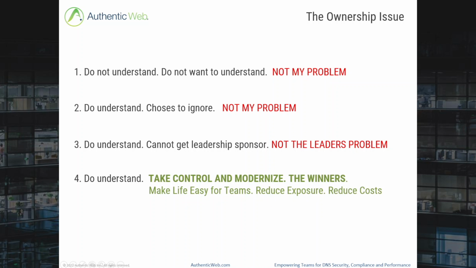And then lastly, I do understand and I take control and modernize. These are the winners. These are the guys that make life easy for teams, they reduce exposure, and they reduce costs on the DNS.